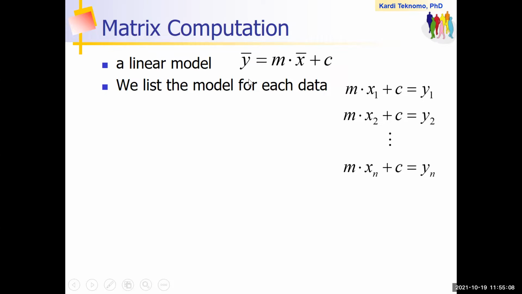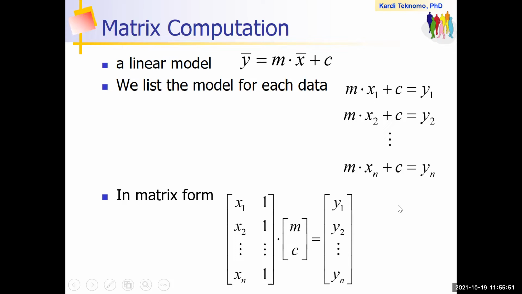Suppose the simplest model is a simple linear regression, something like this, right? So y equal mx plus c. If we list down this model for its data, say our data is x1, x2 until xn, and y1 until yn, then for each row of the data, you have m times x1 plus c equal y1, m times x2 plus c equal y2, and so on, until m times xn, that is the row number n, plus c equal yn.